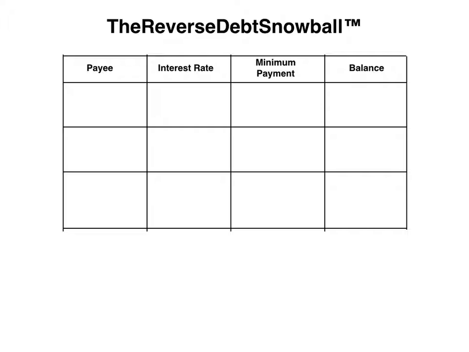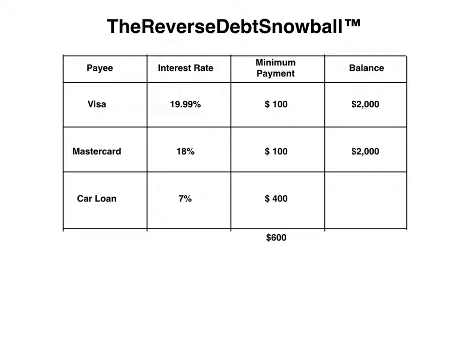The example I'm going to use here is of someone who only has three debts: a Visa, a MasterCard, and a car loan. The interest rate on the Visa is 19.99%, on the MasterCard is 18%, and on the car loan is 7%. Their minimum monthly payments are $100 on the Visa, $100 on the MasterCard, and $400 on the car loan, for a total of $600 per month. Their current balances are $2,000 on the Visa, $2,000 on the MasterCard, and $20,000 on the car loan.